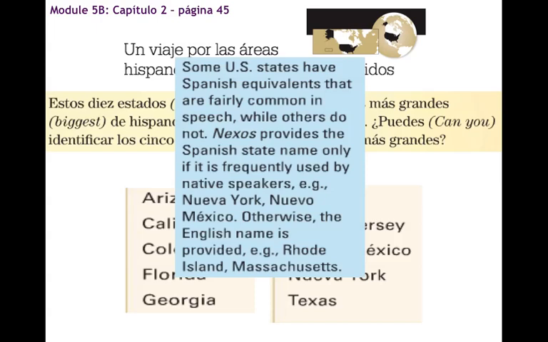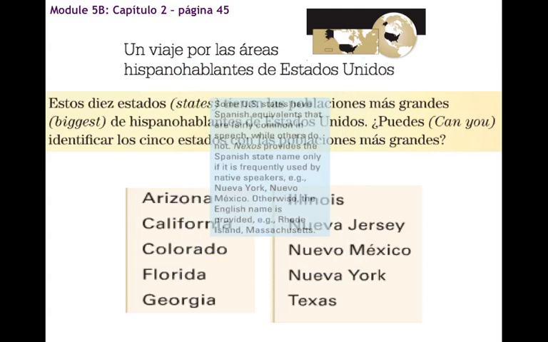some U.S. states have Spanish equivalents that are fairly common in speech, while others do not. For example, Florida means flowered. Nevada comes from nevar, the verb to snow. So it's a snowed upon state. In this book, Spanish state names are provided only in Spanish if it's frequently used by native speakers. For example, Nueva York, New York, Nuevo Mexico, New Mexico. Otherwise, the English name is provided, like Rhode Island and Massachusetts.